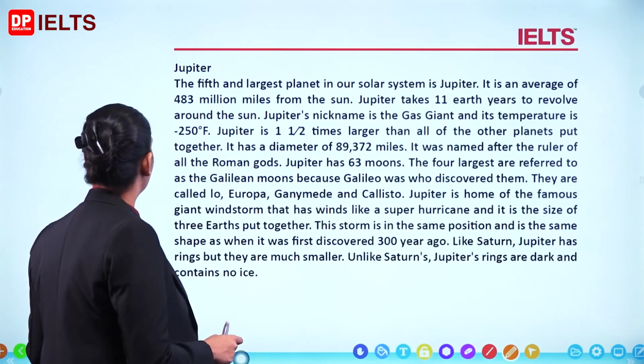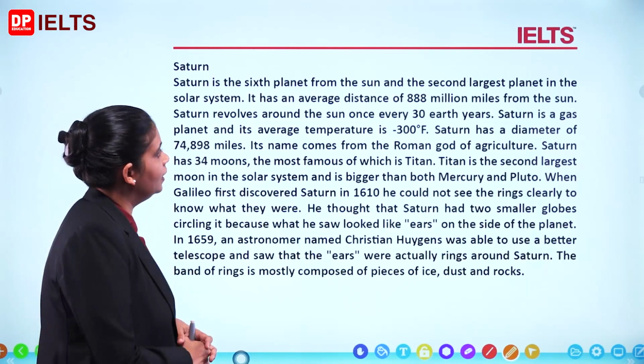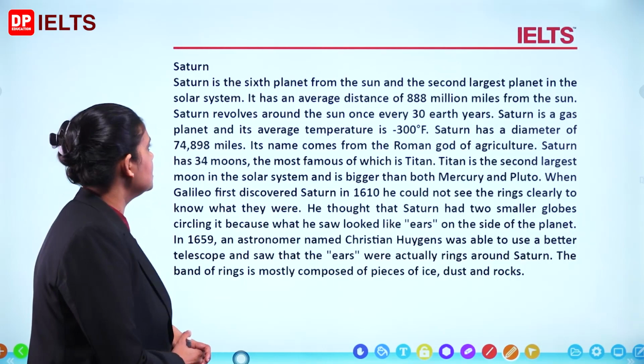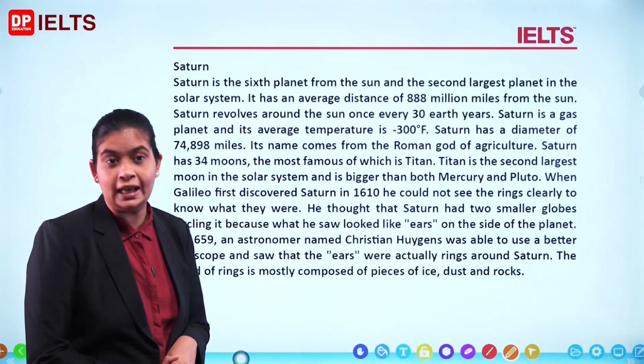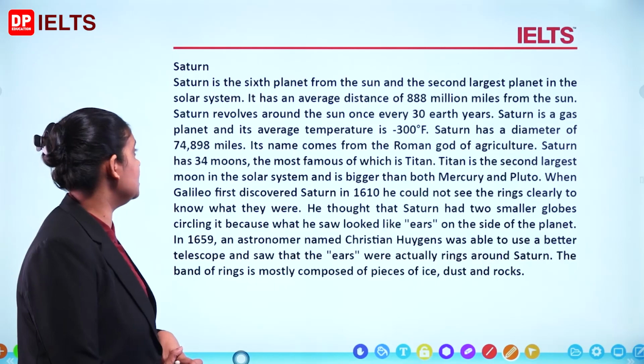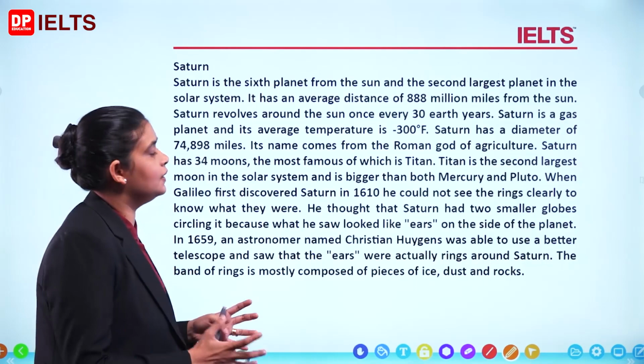Then we have Saturn. Saturn කියලා කියන්නේ ඉරේ ඉඳන් 6 වෙනියට තියෙන එක. ඒක ලොකුම planets වලින් ගත්තොත් දෙවනියට තියෙන එක. Distance එක ගත්තොත් ඉරට මිලියන 888ක් miles විතර. Saturn sun එක වටේ revolve වෙන්න අපේ අවුරුදු වලින් ගත්තොත් අවුරුදු 30ක්, right? ඉතින් Saturn gas planet එකක්, average temperature එක -300 Fahrenheit වෙනවා. Diameter එක 74,898ක් පමණ miles වෙනවා. ඒක නම් කරලා තියෙන්නේ agriculture වලට හිටපු Roman god කෙනෙක්ගේ.